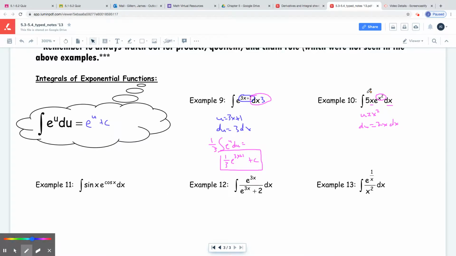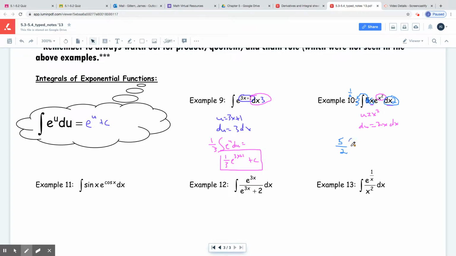All right, I don't need this 5, so I'm just going to move the 5 to the outside. All right, but I do need a 2. So putting a 2, so the 2, the dx, and the x, that's all my du. But to compensate for the 2, I need to put a 1/2 on the outside, right? But there's already a 5 there. What's 1/2 times 5? 5/2.